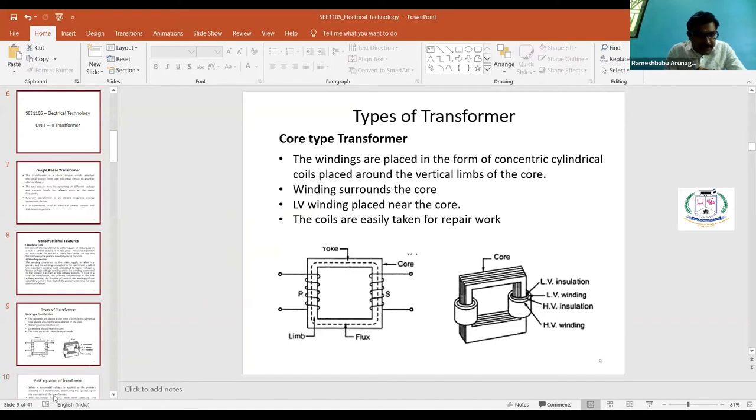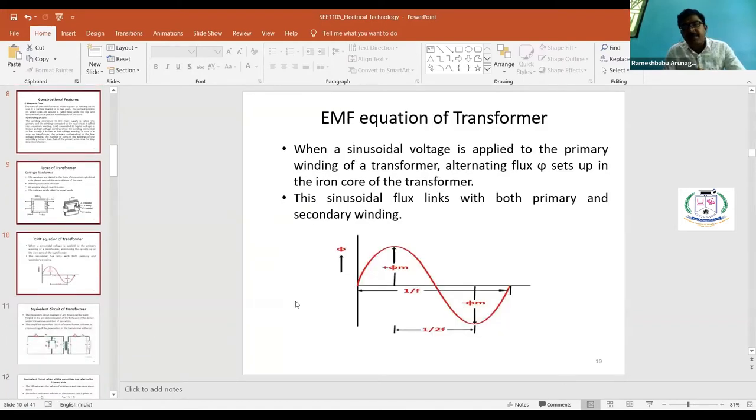The next topic is the EMF equation. This is a very, very important topic. 6 or 8 mark questions will be asked on this, actually. EMF equation: how much EMF will be induced in the primary winding as well as the secondary winding. When a sinusoidal voltage is applied to the primary winding, there will be an alternating flux phi set up in the core, as you discussed in the principle of operation. Due to this flux, EMF is induced in the primary winding as well as the secondary winding. Due to the varying rate of change of flux, EMF E1 is induced in the primary winding and EMF E2 is induced in the secondary winding.